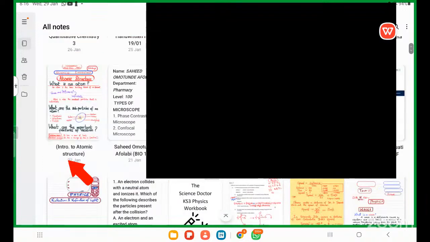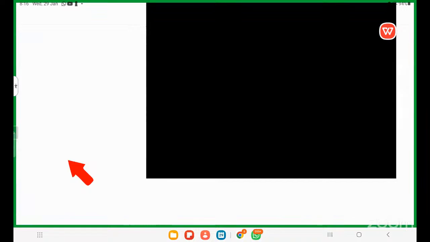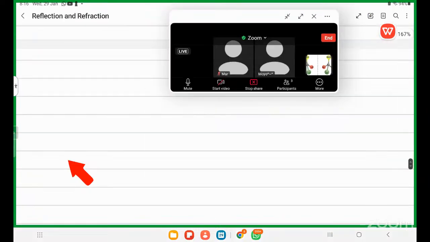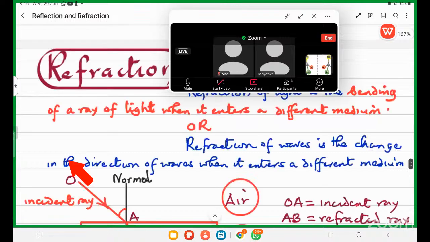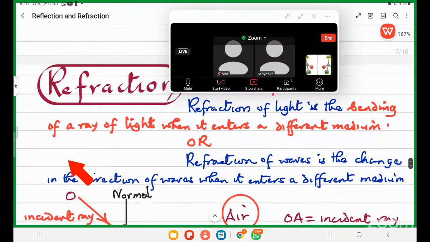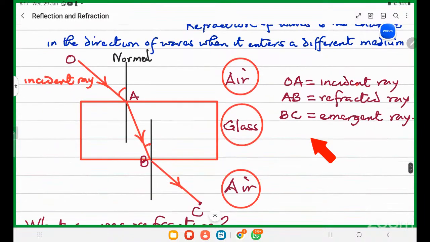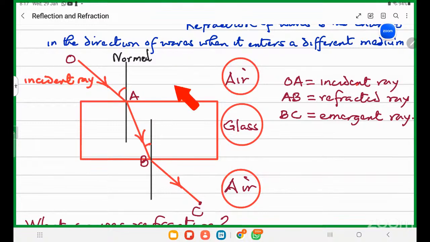I was explaining refraction of wave, okay? And then I said it is actually the bending of ray of light when it encounters a different medium. So I make use of this illustration, this example. This is air, this is a medium, okay? And this region is air. And then we have another medium, which is the glass. And then we have again the air.